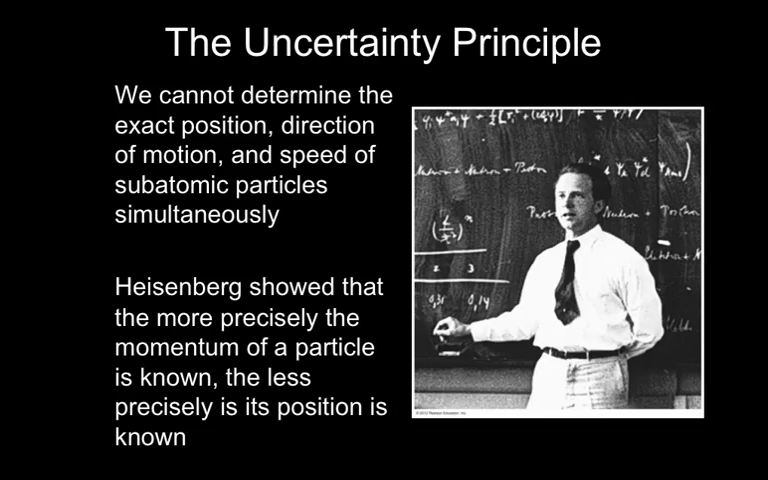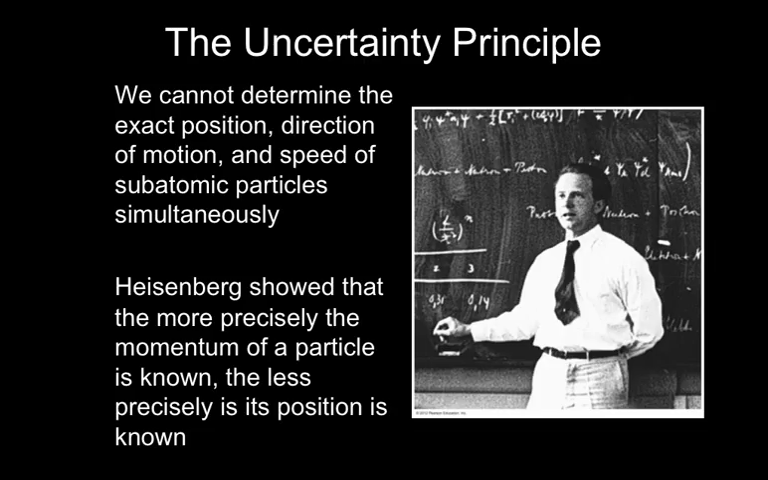The last thing in this section is to look at what's called the Heisenberg uncertainty principle. So what Heisenberg said, as they started looking at what's called quantum mechanics, they realized you can't know the exact position, direction, or motion and speed of subatomic particles simultaneously. So basically what that means is the more you know about one of those pieces of information, the less you know about another. And this has to do with that dual wave particle nature of light.